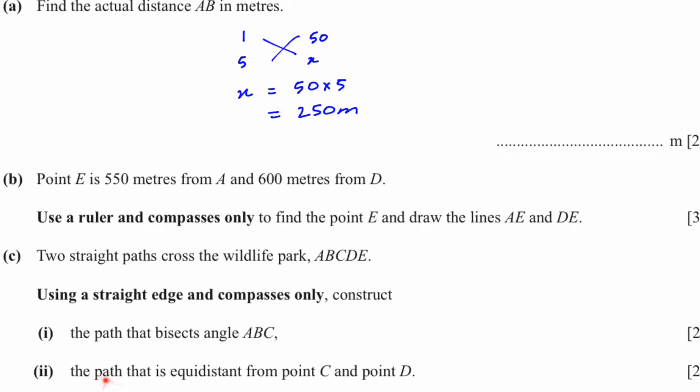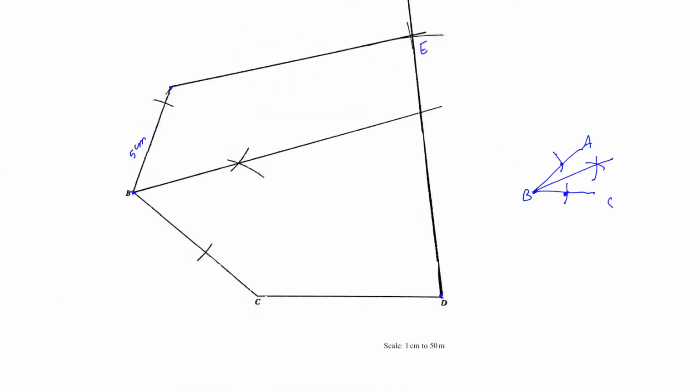In C2, the part that is equidistant from point C and point D. When you want to find equidistant from 2 points, this is C and D, we have to construct a line bisector. So take from C length of the compass more than half the length of CD.